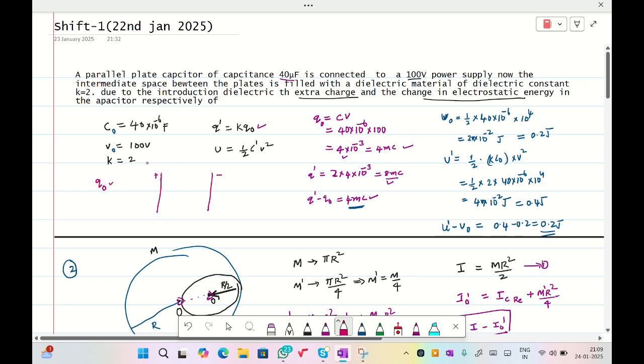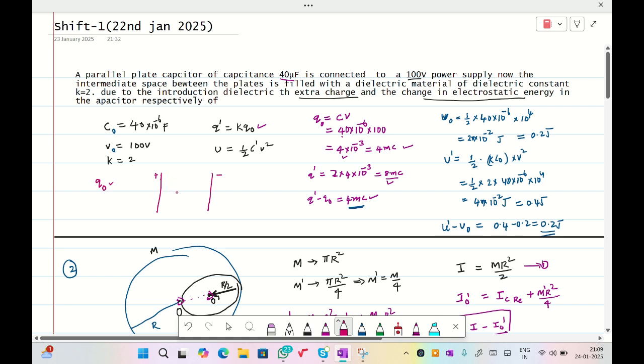Q is equal to C into V, according to the definition of capacity, potential and charge. Capacity is defined as Q by V, therefore Q is equal to C into V. So we'll get the Q naught value. Q naught is equal to 4 into 10 power minus 6, that equals 4 microcoulombs. This is the initial charge on the plates.